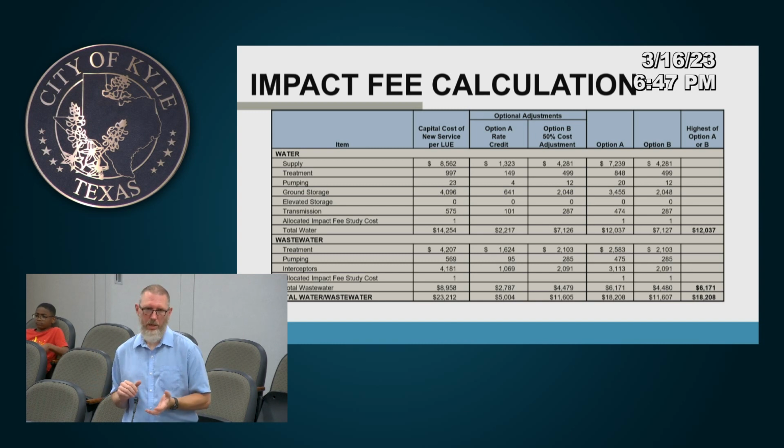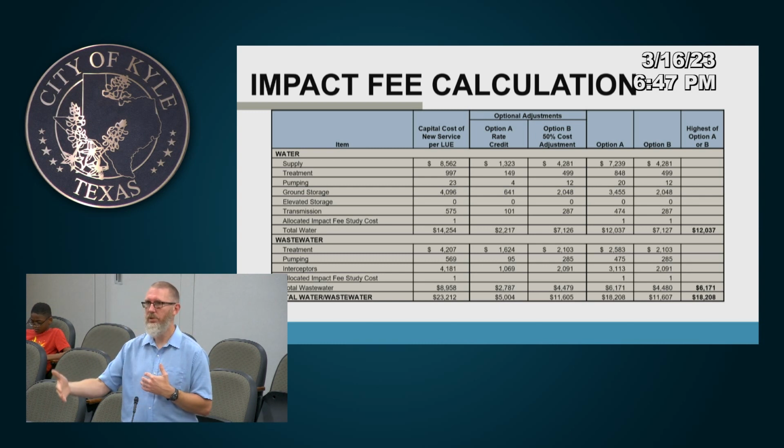The rate credit option, or both of these options, really arise from the fact that whenever new customers connect to your system, whether that's 2 years from now, 3 years from now, 4 years from now, those customers will pay for these assets in part through impact fees, but they will also pay a part of those assets through their water and wastewater utility rates.